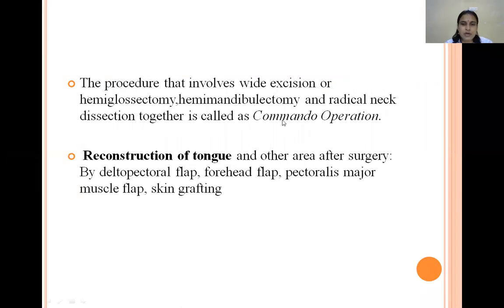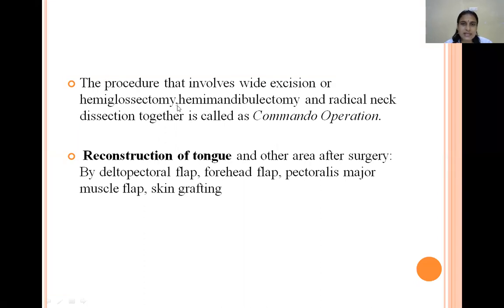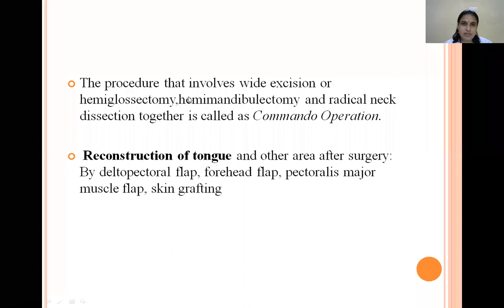So this is important. What is commando operation? I've already told about this in the previous classes. It's nothing but wide excision of the tumor. In case of the tongue, it is hemiglossectomy, wherein half of the tongue is removed, along with hemimandibulectomy and radical neck dissection on the involved side. So this is called the commando operation.